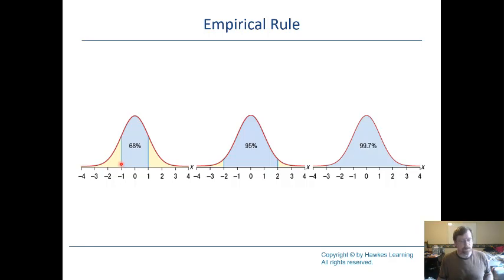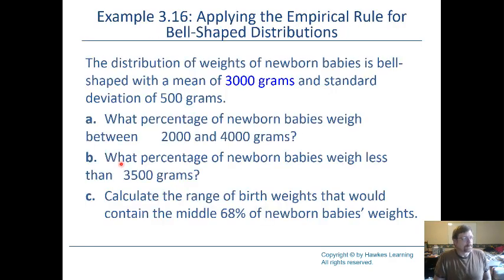I think 84. So the range of birth weights that would contain the middle 68%. I'll let you do that. Unpause when you're ready to proceed.